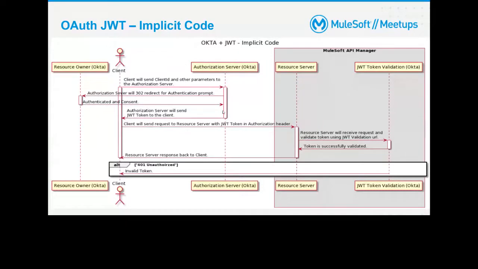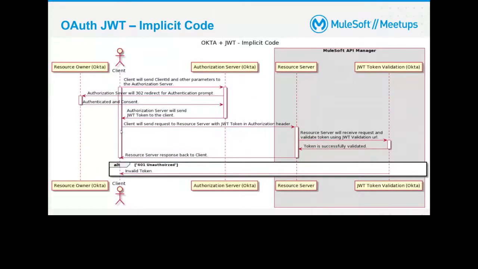In this case, the authorization server will directly send the token to the client. Here it doesn't send the auth code, it directly sends the token. Now the client can use the token directly in the authorization header and send the request to the resource server. The resource server will validate the token using the JWKS URL. The token is successfully validated and the resource server sends the response back to the client.